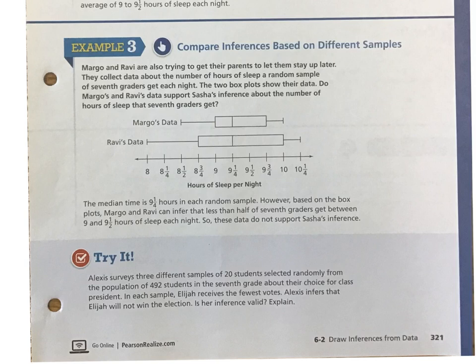Do Margot's and Ravi's data support Sasha's inference about the number of hours of sleep that 7th graders get? In other words, does the data that Margot collected and the data that Ravi collected support Sasha's inference that most 7th graders get between 9 and 9 1/2 hours of sleep each night? When you look at the box plot, you need to remember what those pieces are that create that box plot.